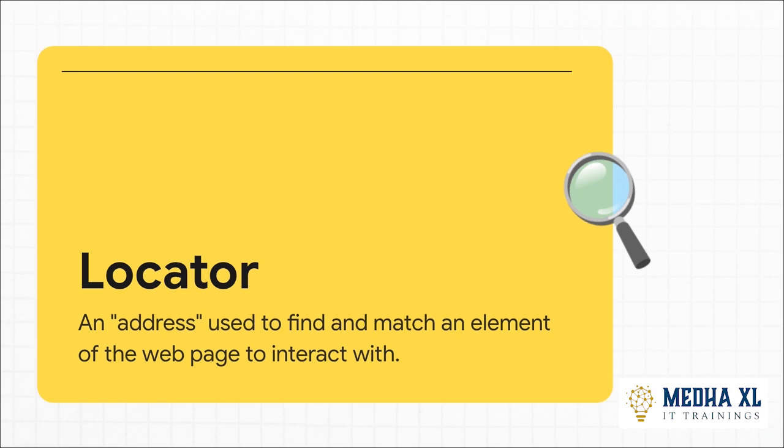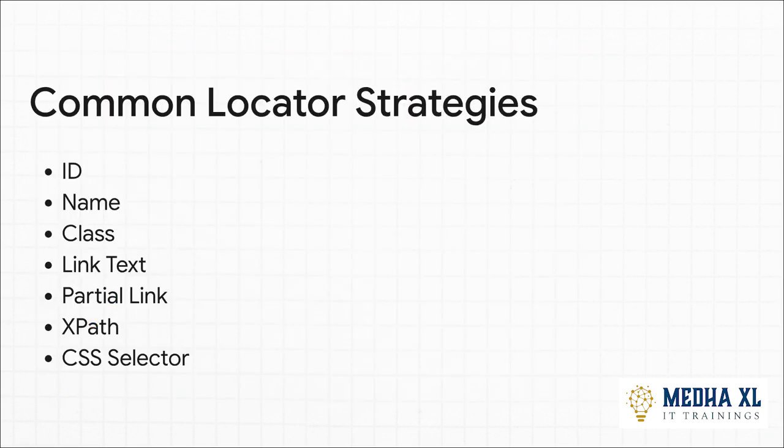It's a perfect analogy, really. A street address gets you to a specific house. A locator gets your script to a specific button or input field. And you've got options for how you write these addresses. You can find things using a unique ID, a name, or a CSS class. If you're trying to find something in a really tricky spot, you've got these super powerful tools like XPath or CSS selectors that let you navigate the page's code.